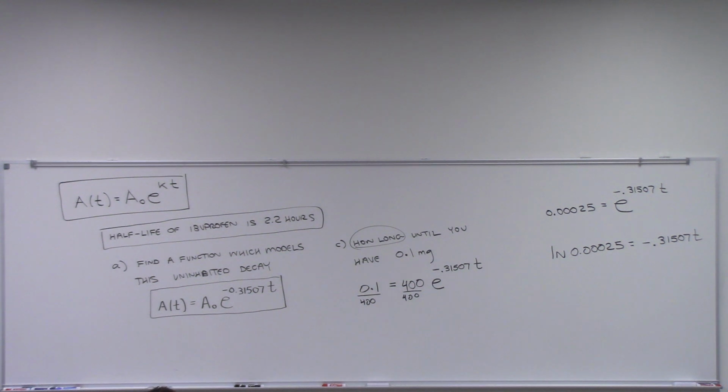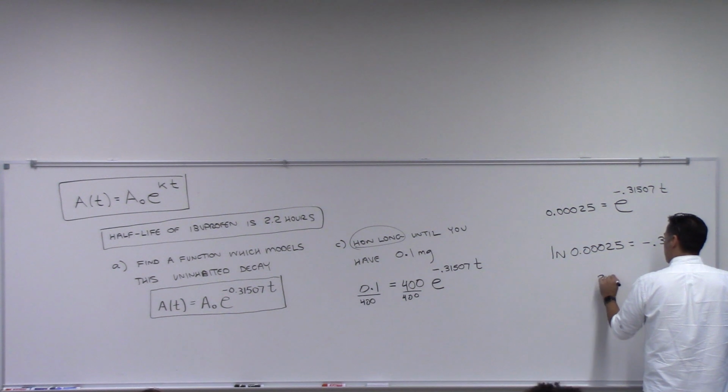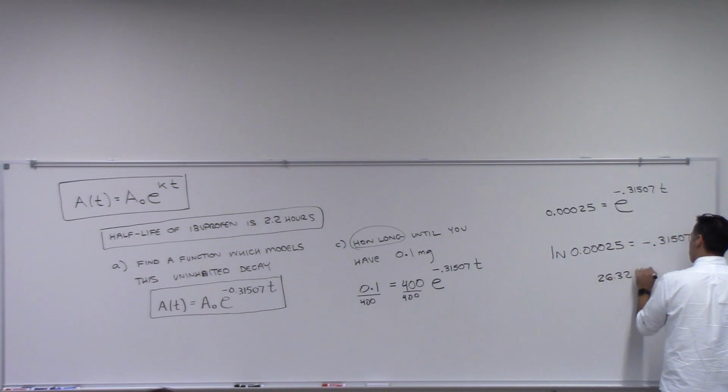Anyone else getting about 19? No? Got 26. Oh, I missed a 0. Oops. Start over. Natural log, 0.00025 divided by negative 0.31507. 26.32. So 26.32 is approximately the amount of time.